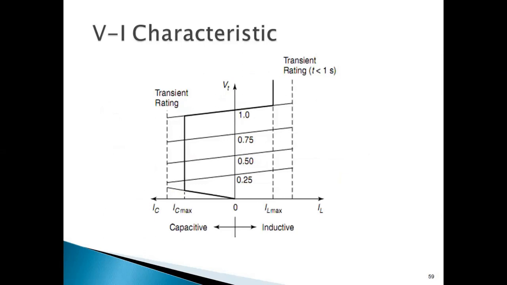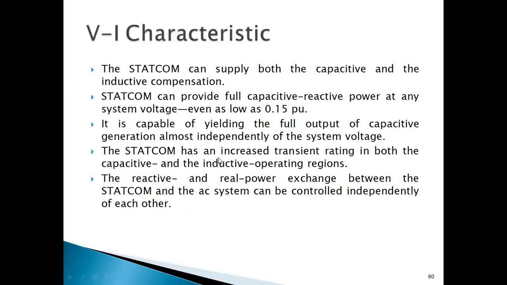maximum limit. Whereas in SVC, we have seen that it requires more voltage for reaching its maximum rating. But in STATCOM, this is one important advantage to be noted. This is an important comparison. So even as low as 0.15 per unit, it reaches full capacity current.